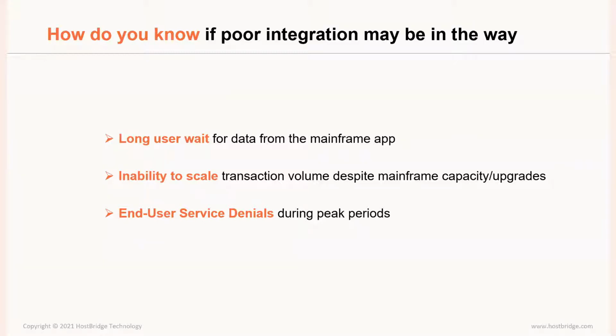Also, another way of maybe saying the first bullet here is what we would refer to as end user service denials. And that is, there are many organizations that during the peak period of their processing day, it's during that peak period where end users are really experiencing the most difficulty getting their work done. It's affecting their productivity and the organization's productivity as a whole. Those are just some, but certainly not an exhaustive list, of the tests, the indicators that there may be some poor integration under the covers.